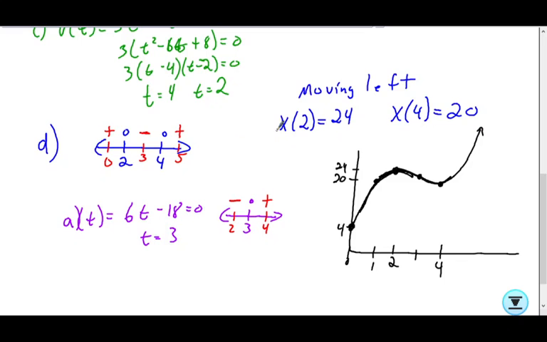So the answer to part D is that it's moving to the left, and it starts at 24 whatever units and then goes down to 20.